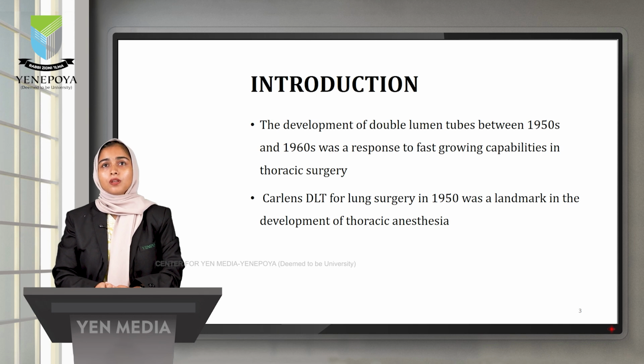Introduction. The development of the double lumen tube between the 1950s and 1960s was a response to fast growing capabilities in thoracic surgery. Carlen's DLT, a full length tube in 1950, was a landmark in the development of thoracic anesthesia.